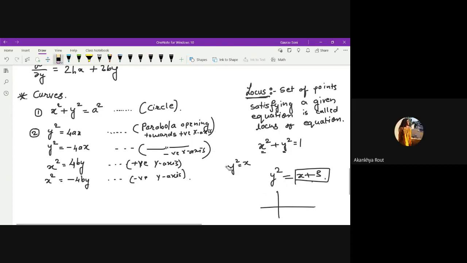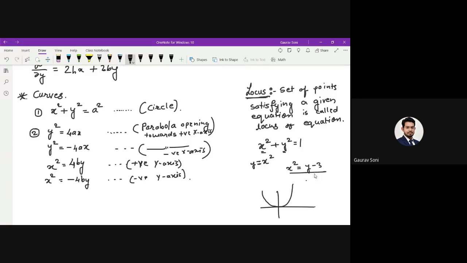Okay, let me just make a small change over here. I'll write down y is equal to x square. So it will open towards the positive y axis. Now what I'm saying is, I'm doing a small change here. I'm taking x square is equal to y minus 3. What is happening? What will happen to the graph of this?